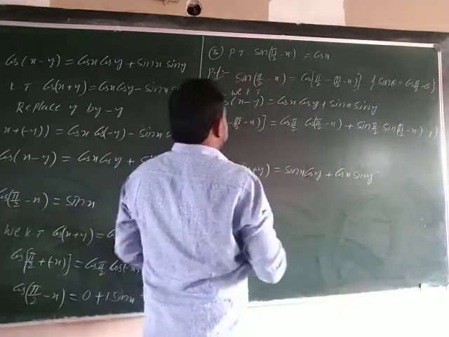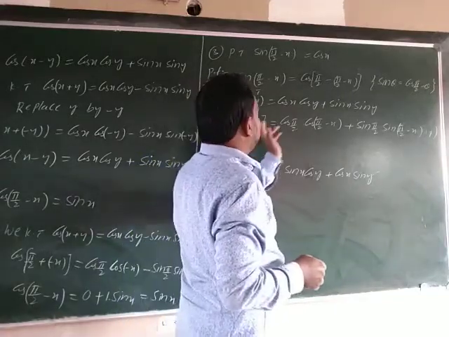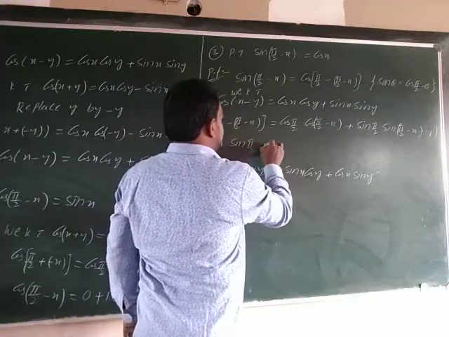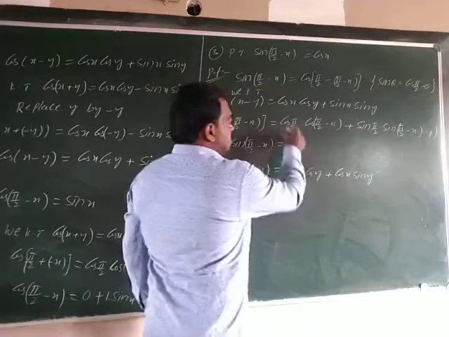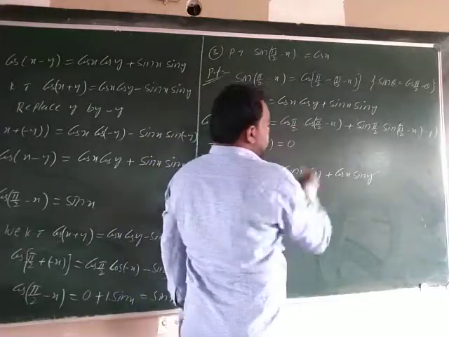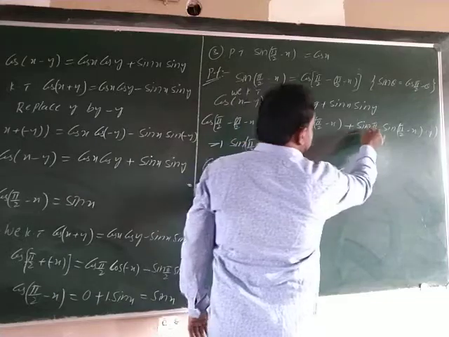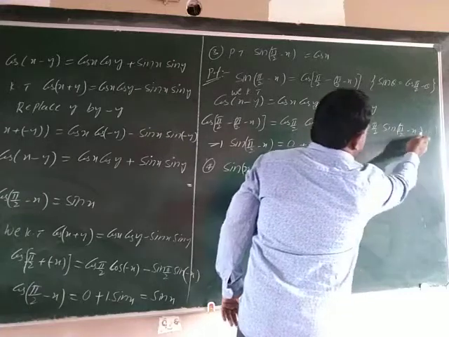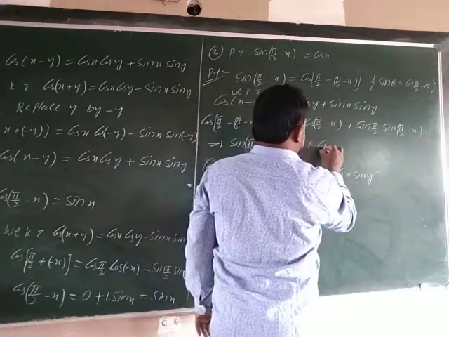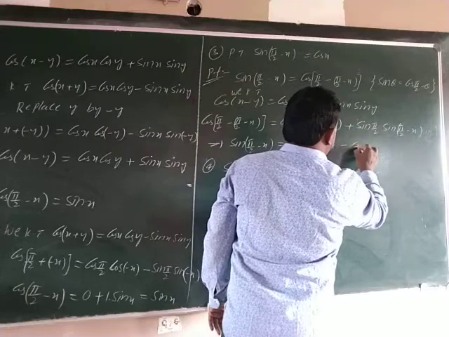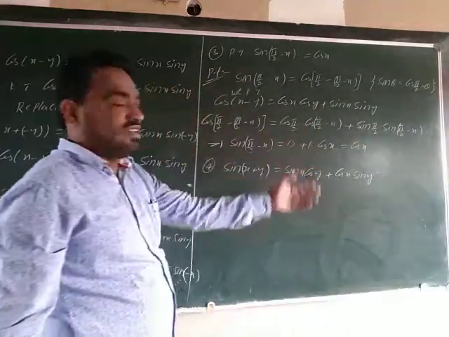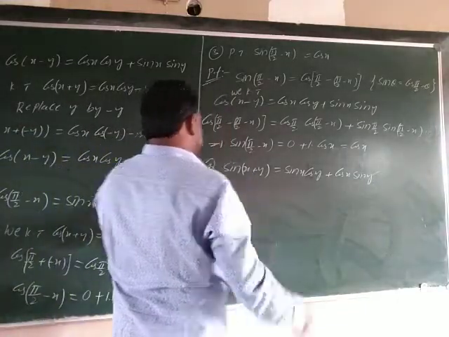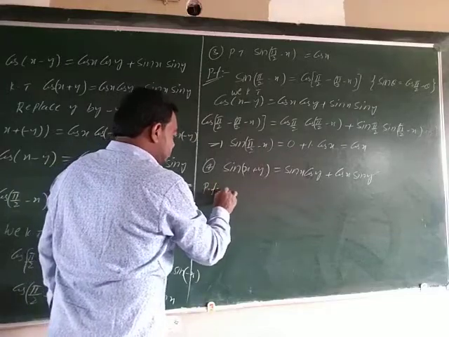That implies cos of pi by 2 minus of pi by 2 minus x, nothing but sin of pi by 2 minus x, is equal to cos pi by 2, value 0, into something equal to 0, plus sin pi by 2, value 1, into sin 90 minus theta is cos theta, so cos x. So 0 plus cos x is equal to cos x. Sin pi by 2 minus x is equal to cos x. This is the proof.